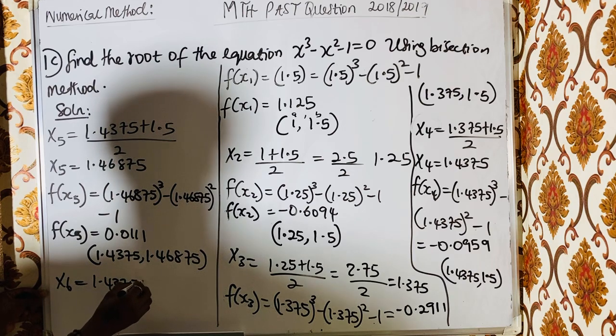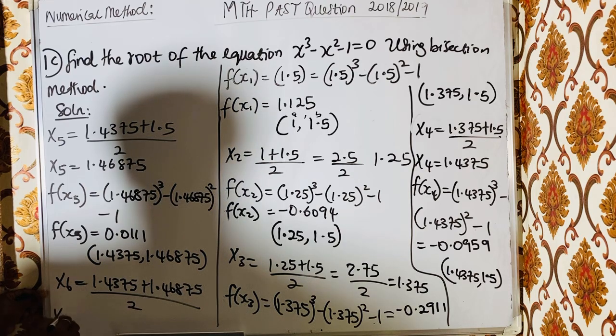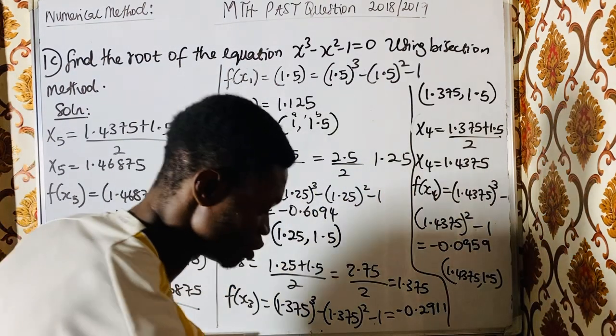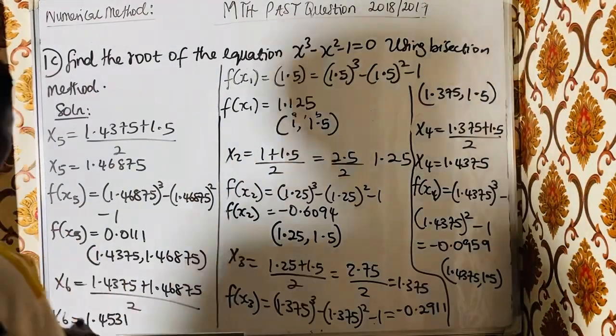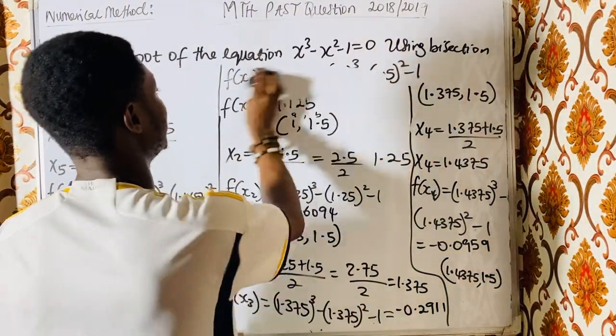1.4375 plus 1.46875 all over 2. So our x6 will be, x sub 6 will be what? Let's add and divide. So this is the value we are going to get for x6. So let's put the interval. Our interval will be what?